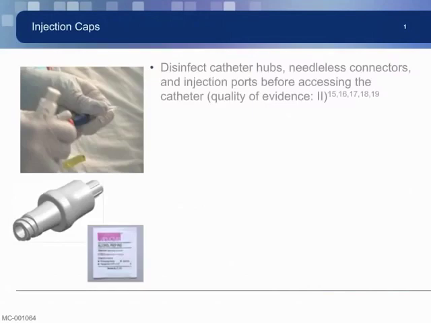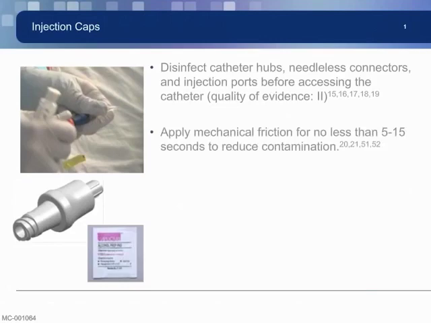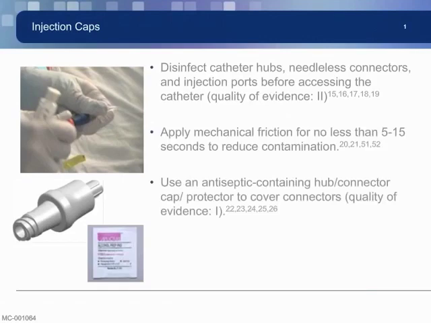When accessing injection caps, the catheter hubs, needleless connector hubs, and injection ports, disinfection prior to accessing is a must. Apply mechanical friction for no less than 5 to 15 seconds to reduce surface contamination. Some institutions choose to use an antiseptic containing hub, connector, cap, or protector to cover the connections between the lumens that are not in use.